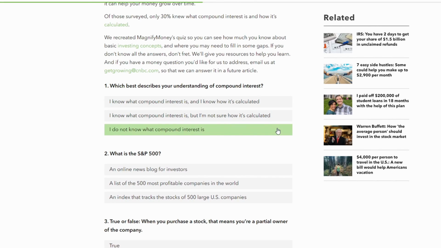Coming back to here, question 1, which best describes your understanding of compound interest?